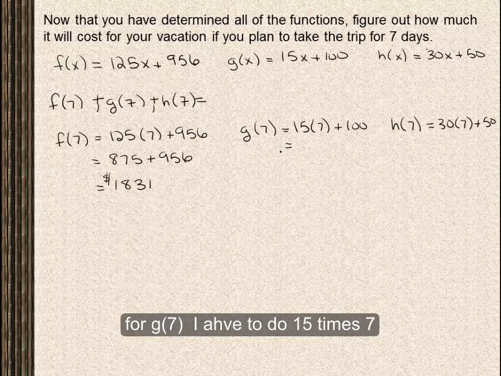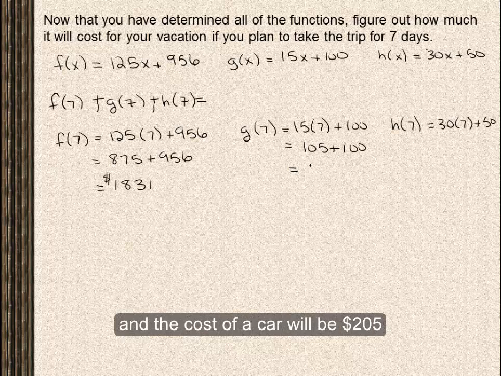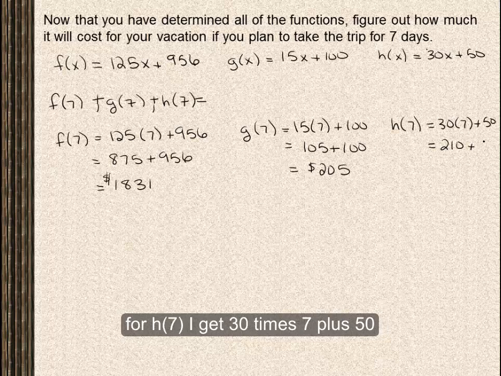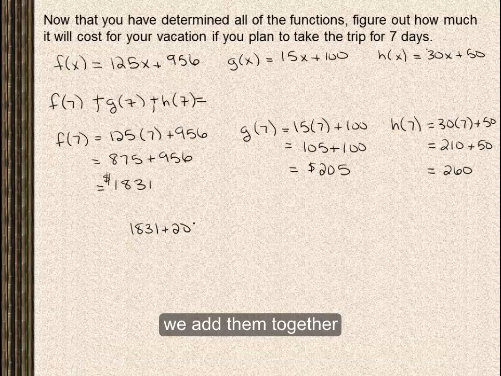For g of 7, I do 15 times 7, and I get 105 plus 100, and the cost of our car will be $205. For h of 7, I get 30 times 7 plus 50, so our beach rentals will be $260. To find out how much these prices will be for our whole trip, we add them together.